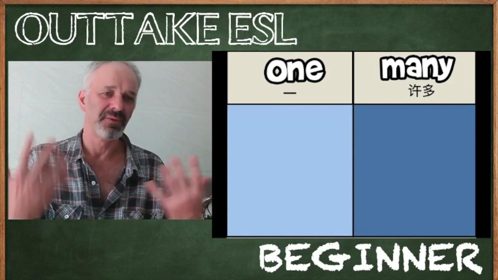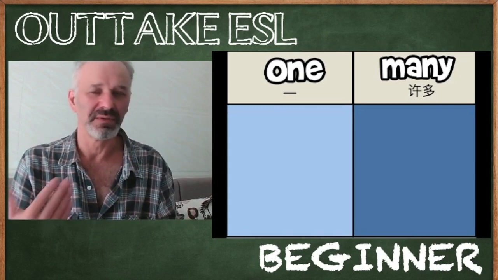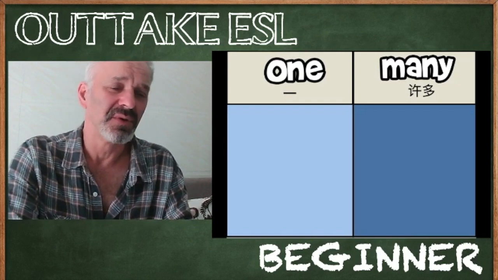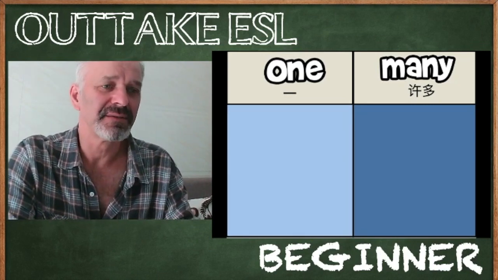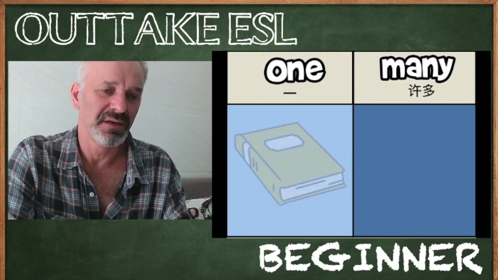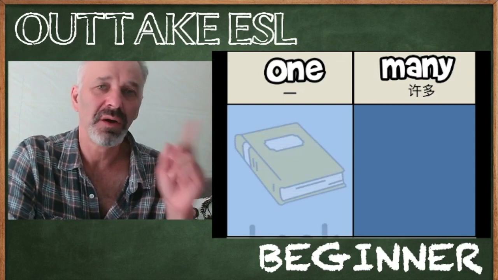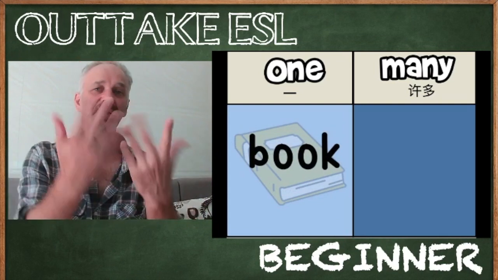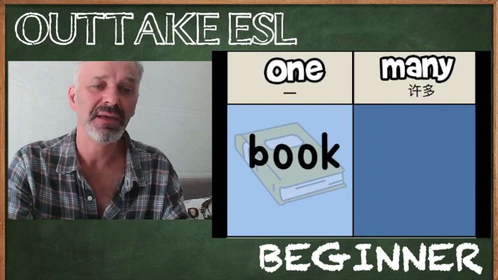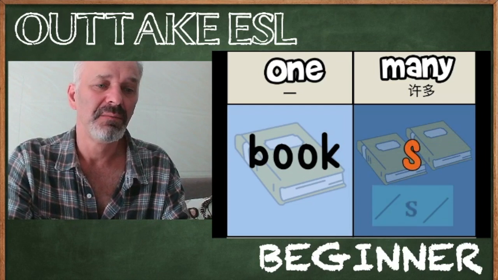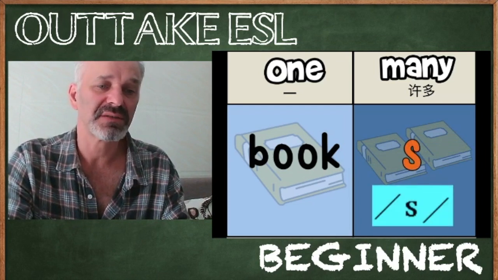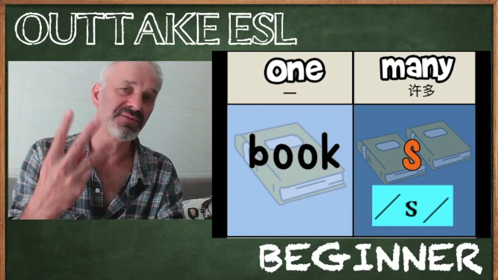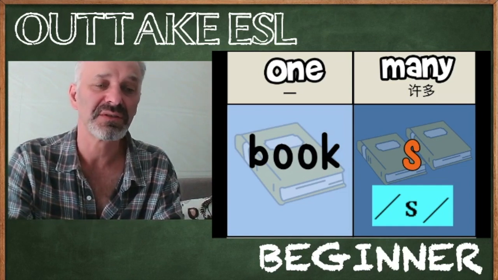And so here's where I wanted to focus. Since we're talking about plurals, I wanted to get them to work on the pronunciation of that S sound. So I say, okay, one book. Everybody, 1 book. All right. Now many books. So here I just want to focus on the pronunciation of the 3 different sounds the S makes. Books.